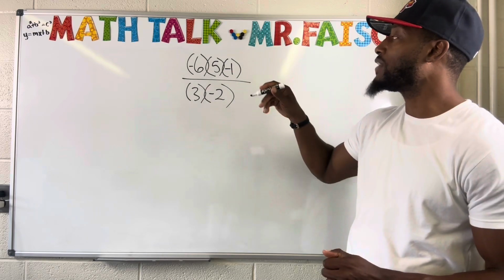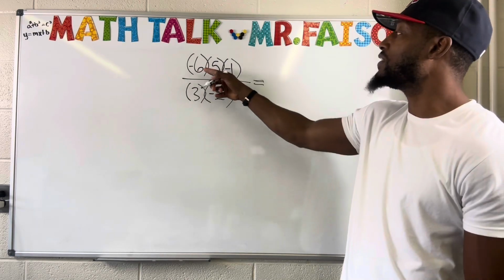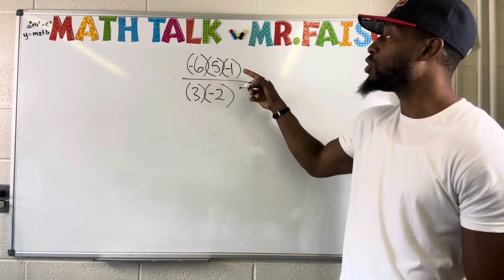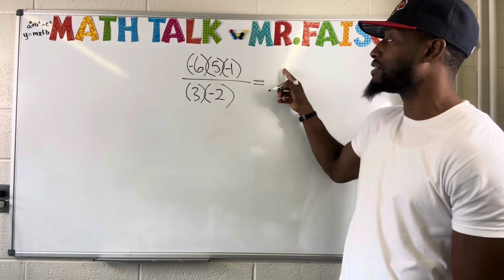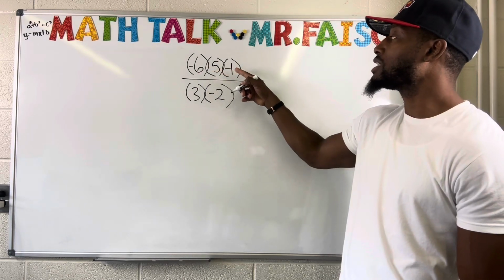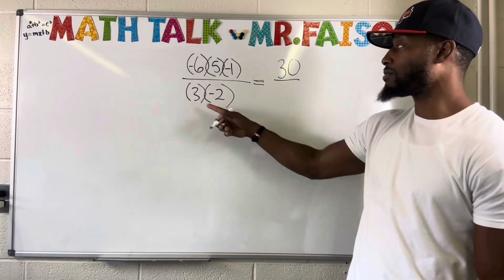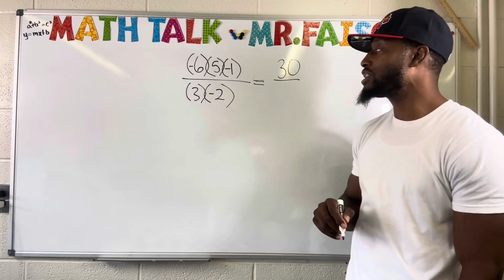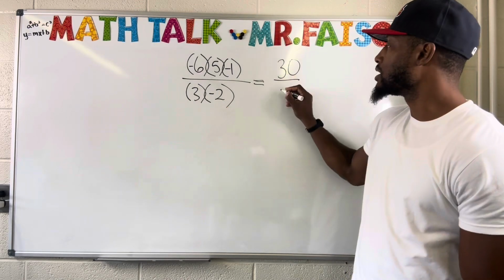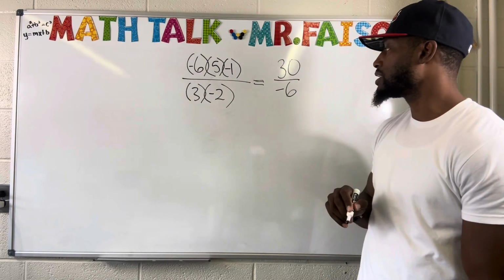Negative 6 times 5 times negative 1. There's an even amount of negatives at the top, so we understand that this up top is going to be positive. 6 times 5 is 30, times 1 is still 30. And we drop down to the bottom. We have 3 times negative 2. There's only one negative in here, so it's going to be a negative 6.